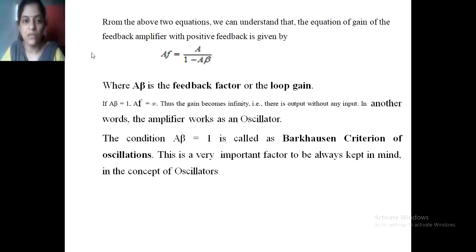So here we can say that AF is equal to A upon 1 minus A beta. When this feedback factor and gain product is equal to 1, that is the condition of the Barkhausen theorem. This is a very important factor to always keep in mind in the concept of oscillators.